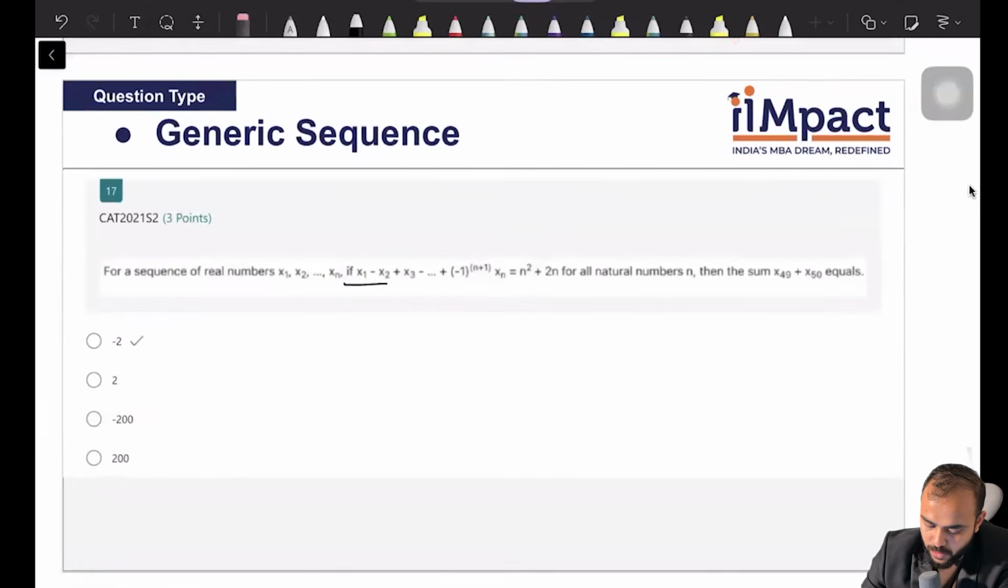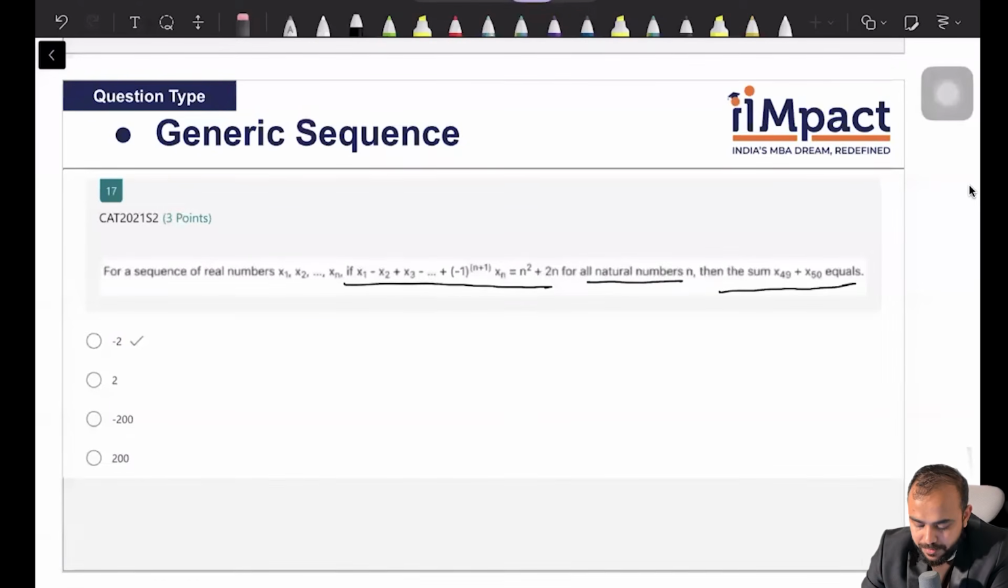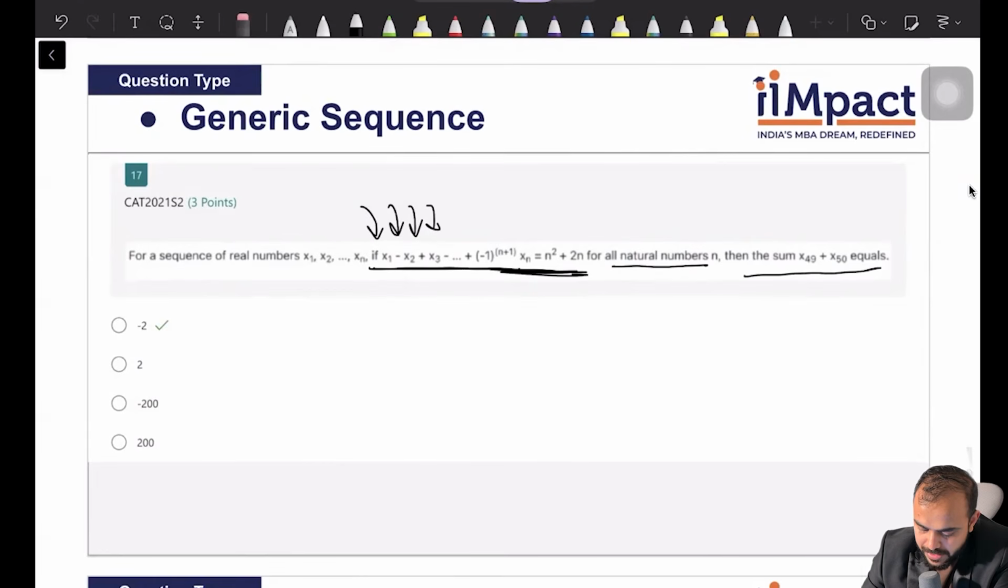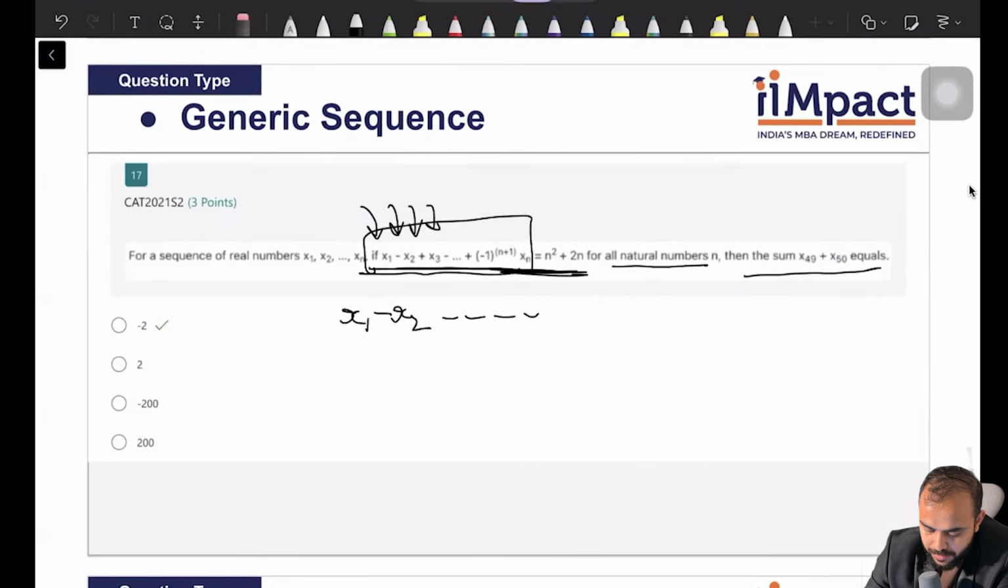This is the sequence that is given to you for all natural numbers n. Then the sum x49 plus x50. Now, in this situation, probably finding x1, x2 does not make any intuitive sense because they are already included here and there are n numbers included. So, what this is instead screaming is maybe I should put values of n. Let us define this as x1 minus x2 till, let me find this till 48, right? And the reason why I'm finding this till 48 is that because 49 and 50 is being asked, right?